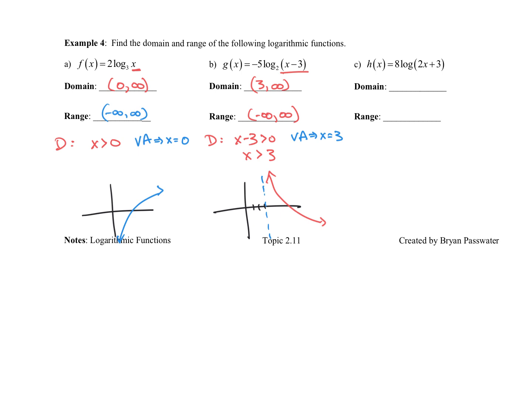And so we have 8 log base. What is this base, by the way? 10. All right, it's a common log of 2x plus 3. And so on this one, when we find its domain, we set our inside, which is 2x plus 3, greater than 0. And so how do we solve for x on this one? Subtract 3 and then divide by 2. So x is greater than what? Negative 3 halves. All right. So what's my interval? Negative 3 halves to infinity.